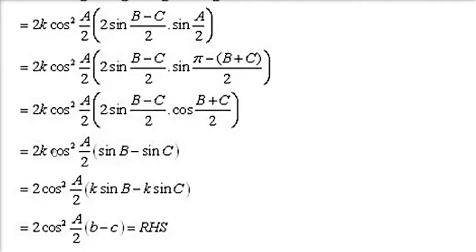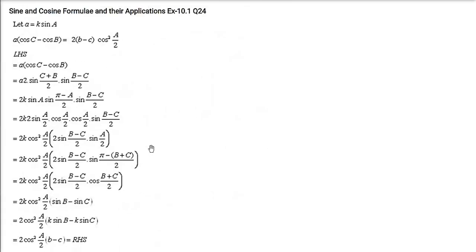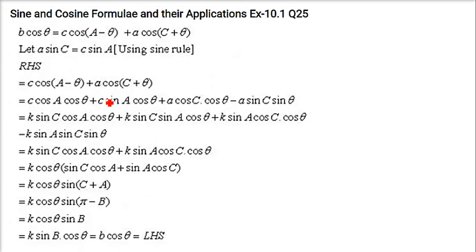Right? So now just multiply this K inside. So this will be K sin B and this will be K sin C. So K sin B is what? B, and K sin C is C by the sine formula. So this is what we had to prove here.